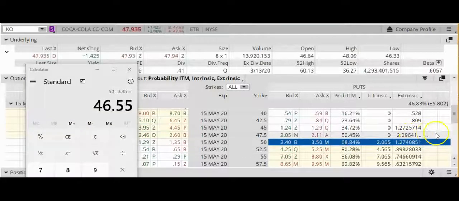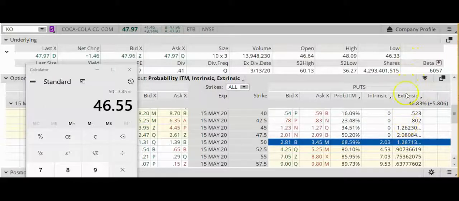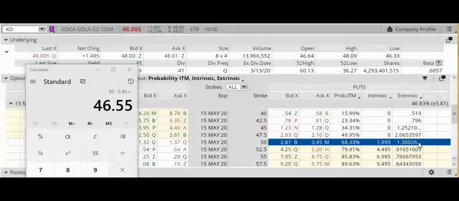Some of you may be thinking, if this put option is already in the money, then could I get assigned right away? And the answer is no, because if you look under the extrinsic column, that's the time value. The $50 option still has about $1.30 of extrinsic or time value remaining. It is in the money by $2, so it has $2 of intrinsic value, but it has $1.30 extrinsic value remaining, which is still very high. So it is unlikely that I would get assigned right away.